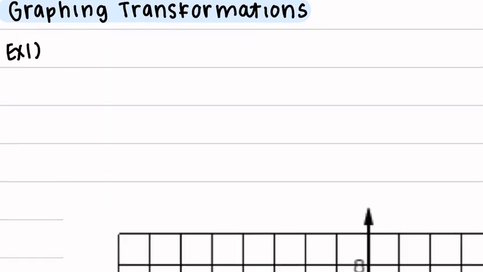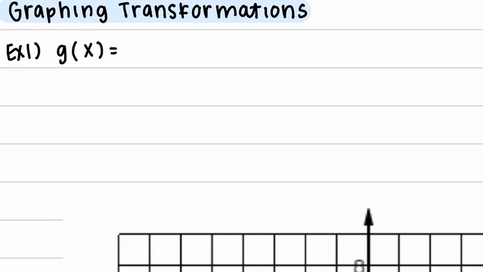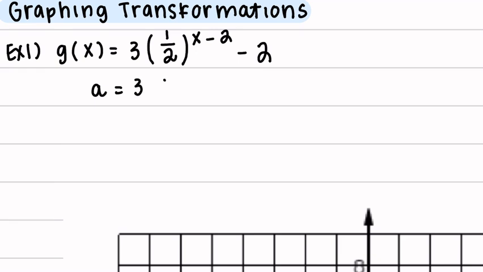All right, example 1, I am asked to graph g of x is equal to 3 times 1/2 to the power of x minus 2, minus 2. So first step, let's identify the transformation values. I know this is decay because the base is between 0 and 1, it's 1/2. a would equal 3, h would equal 2, and k would equal -2.